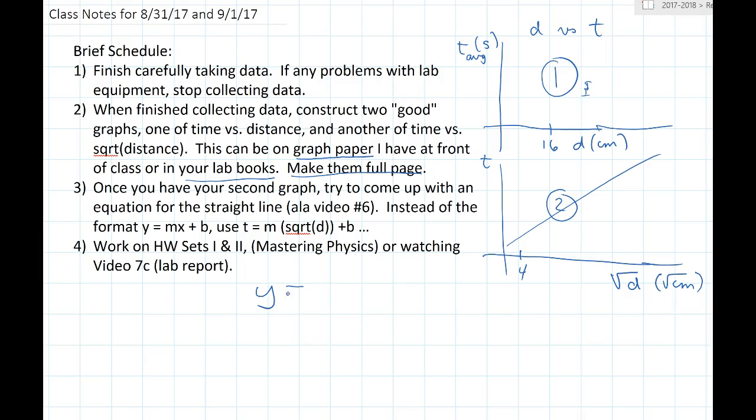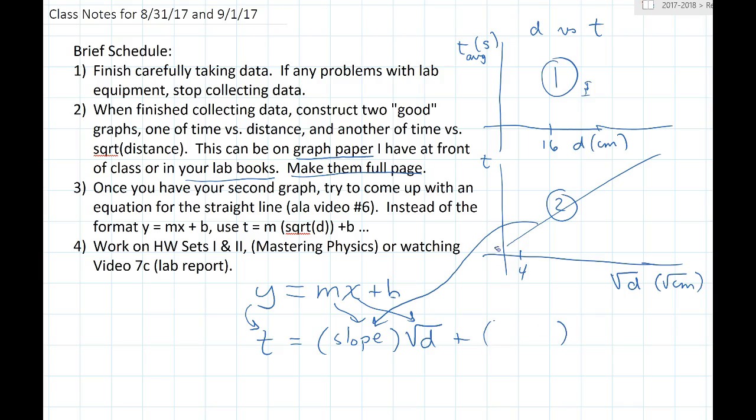Okay, so instead of having y equals mx plus b, we're going to replace, and y gets replaced by time. M is going to be a slope that you must calculate from your graph. X is going to be the square root of the distance. Notice that I don't put the units, just the variable. That's true with both of these. And then the intercept is something you'll read off of the graph, and it's the y-intercept. So we're not having x and y, we're transforming it into a linear equation that looks like this. Okay?